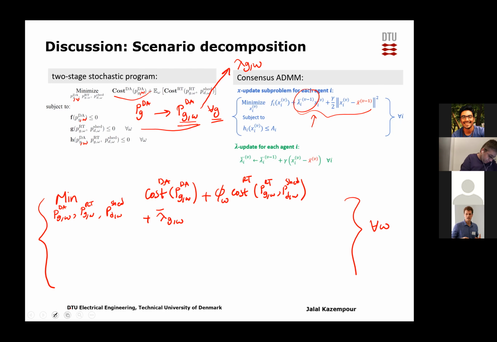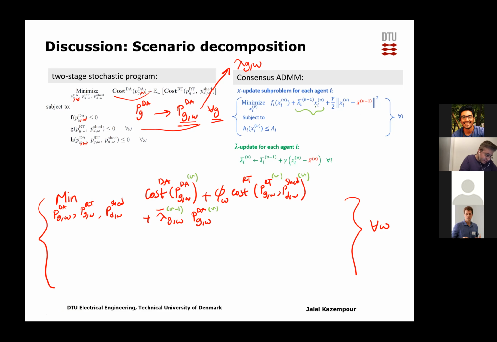Okay, I need to put the iterations everywhere, because I think we now need PG omega day ahead from the previous iteration. Yes, exactly. So X, not the star, it's the current variable, right? So it's PG omega day ahead in the current iteration. So we finished this part.